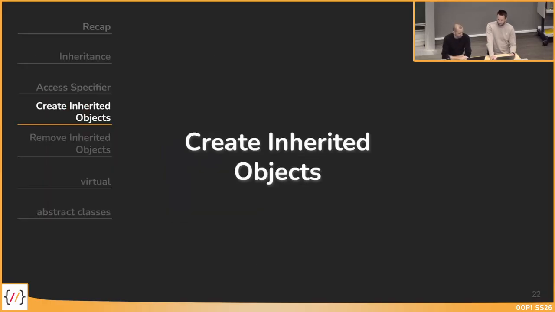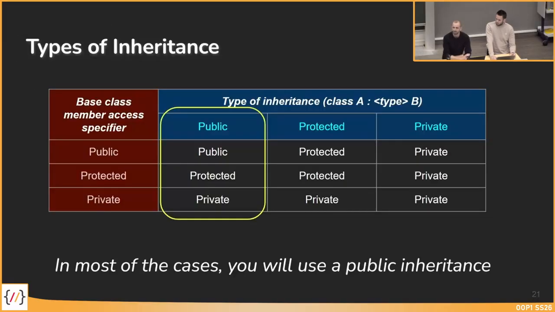Okay, that was it already for the access specifier. Any questions regarding this access specifier? Pretty straightforward, to be honest. You just have to remember protected is a new thing which makes private things accessible in the derived classes.